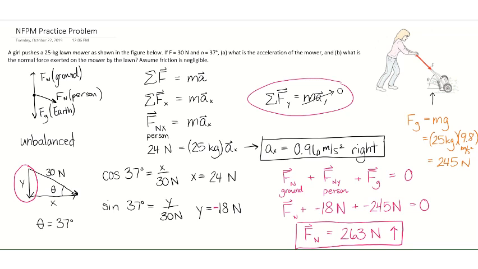So again, the general process that we went through to solve this problem: we started by drawing a free body diagram and decided that it was unbalanced. Then we applied Newton's second law, looking specifically at the x and the y components. We used a triangle to find the components of our angled force, and then plugged in values for the forces to find what we were looking for, acceleration and normal force from the lawn.